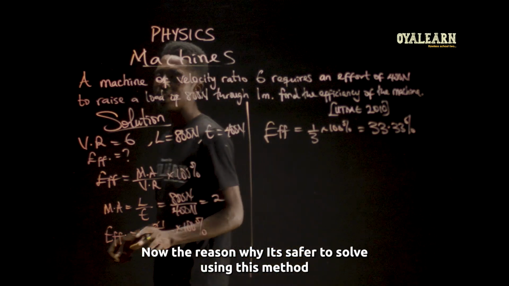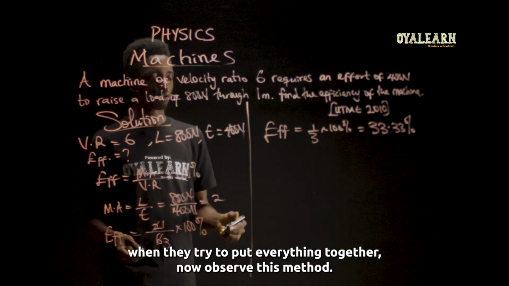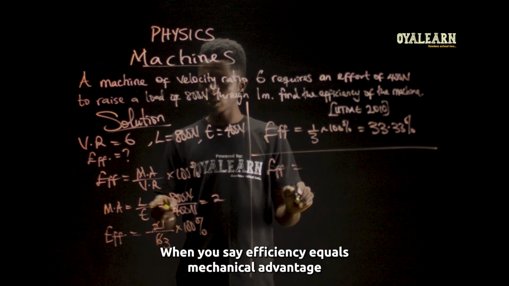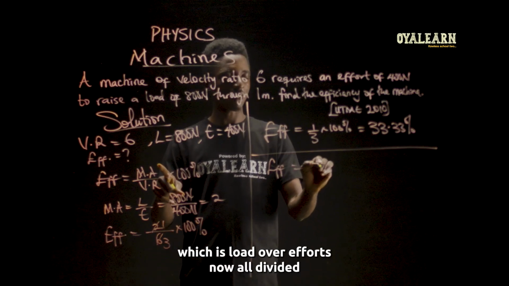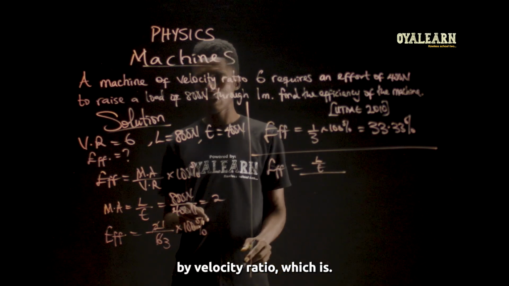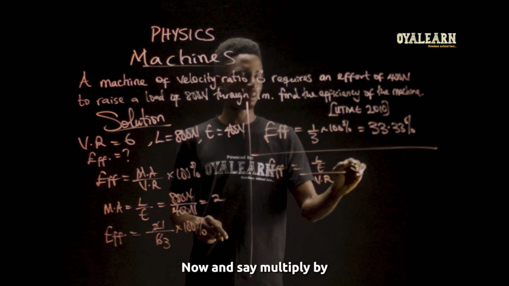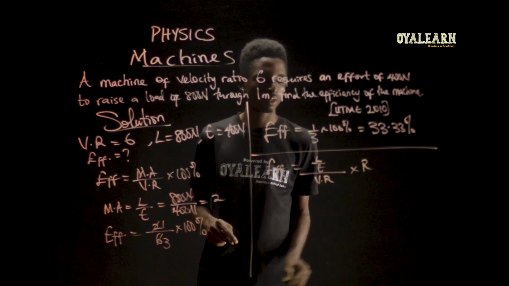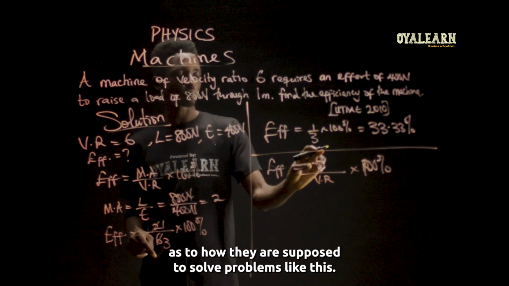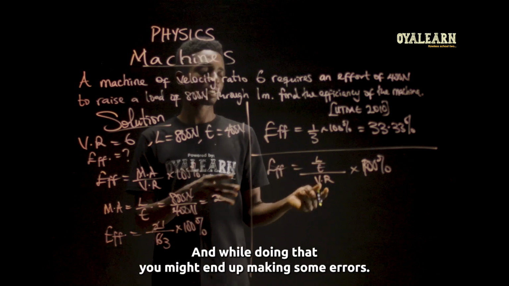Now, the reason why it's safer to solve using this method is that some students, when they try to put everything together, now observe this method. When you say efficiency equals mechanical advantage, which is load over effort, all divided by velocity ratio, which is, let me just put it as the symbols now, and say multiplied by 100%. Now, some are unclear as to how they are supposed to solve problems like this, and while doing that, you might end up making some errors.